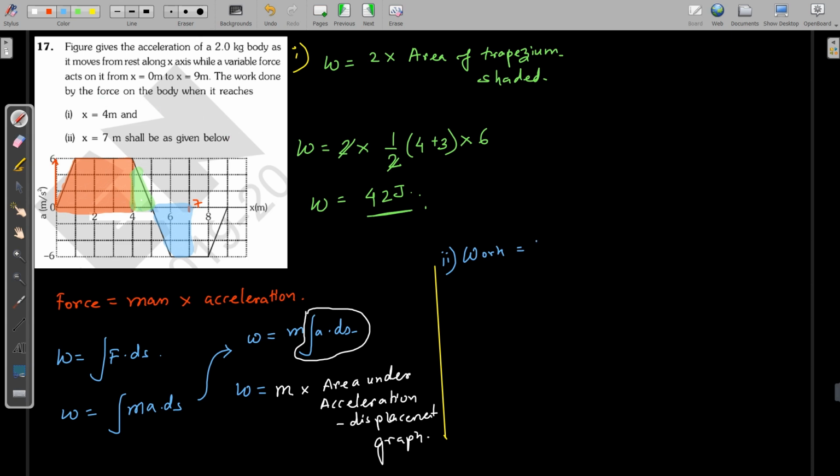Mass into, what is the mass? 2. What we can do here is the sum of the area of the above trapezium minus the area of the lower trapezium.